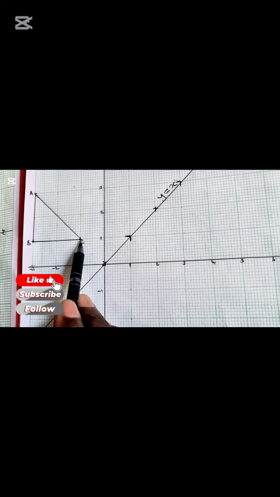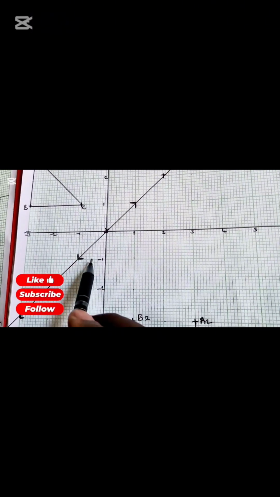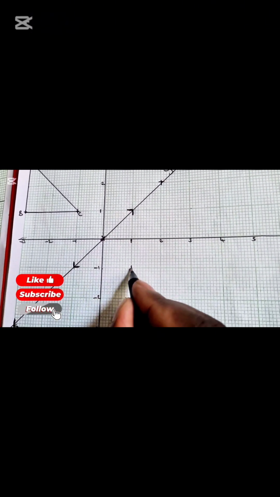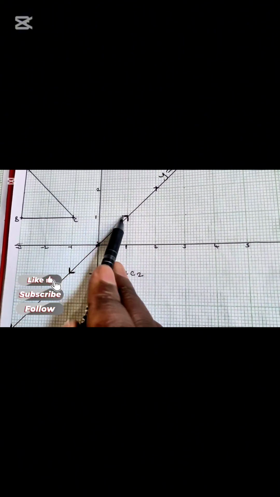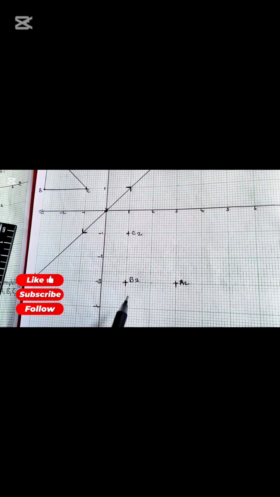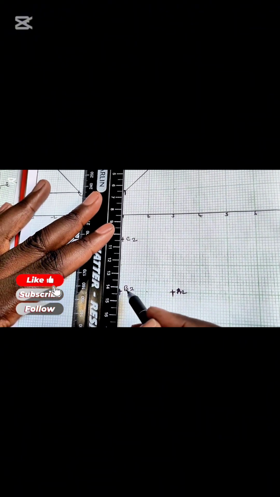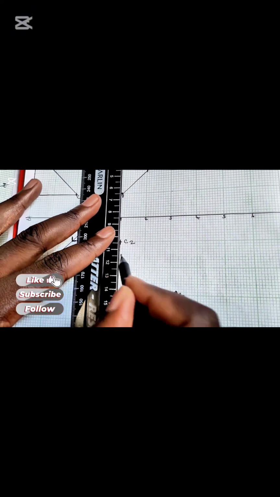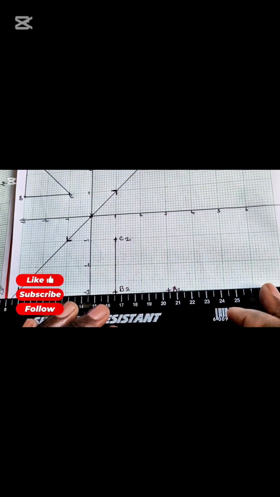Okay, let's take C. 1, 2, then 90 degrees. They meet at 90 degrees on the invariant line. Then 1, 2. So this point right here is C2. So ABC was reflected onto A2, B2, C2. That's our image, the image of triangle ABC.